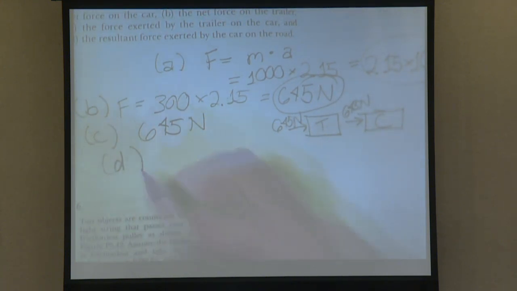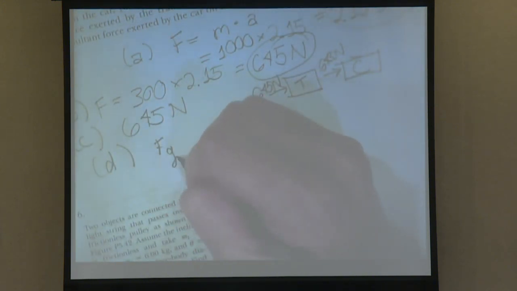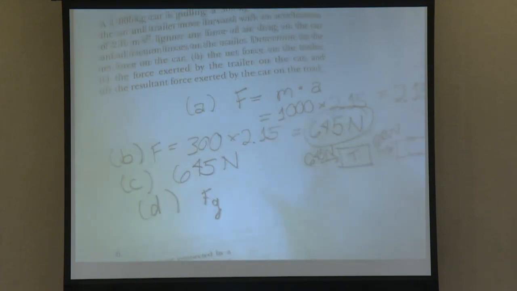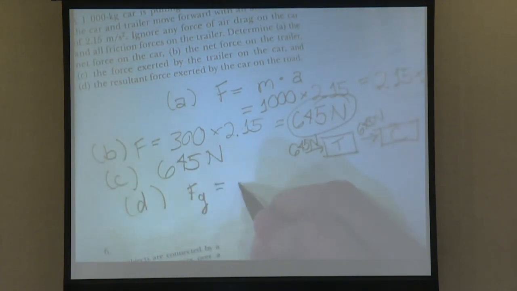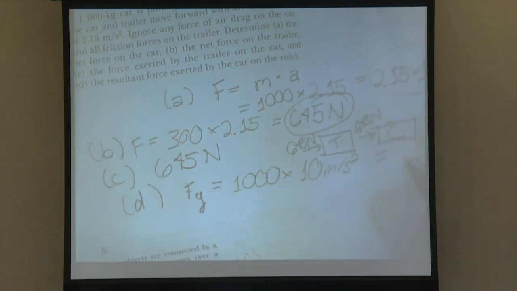Part D. So then for our resultant force, we have to take into consideration our force of gravity. Sorry. Which is going to be, on the car, 1,000 times gravity, saying that gravity is about 10 meters per second squared. This is more of an estimate, not 9.81. Then our force is going to be 1 times 10 to the fourth newtons.